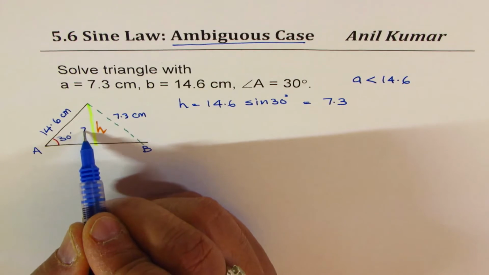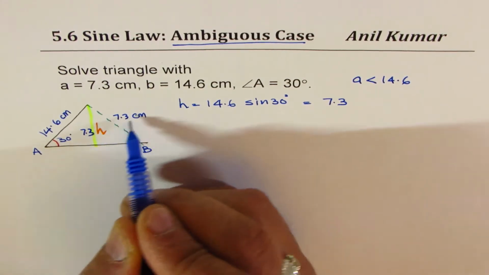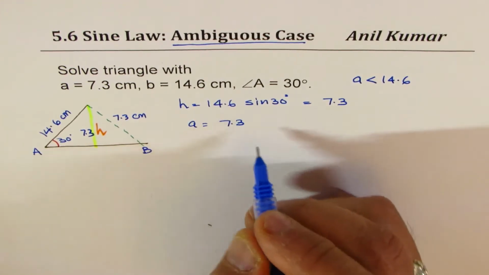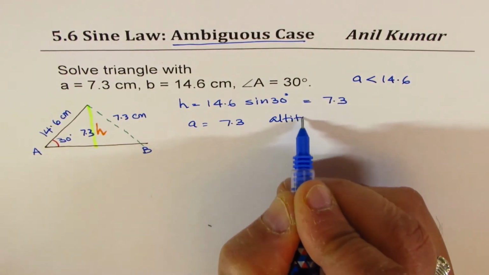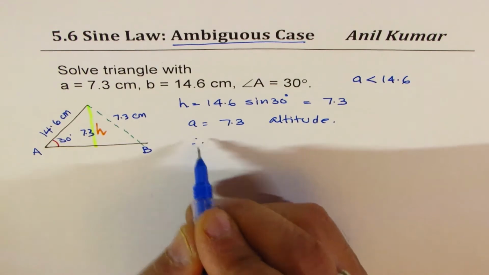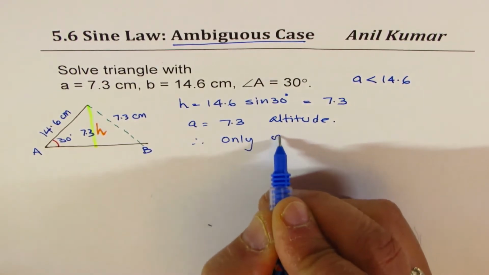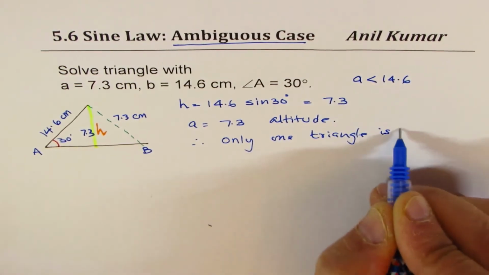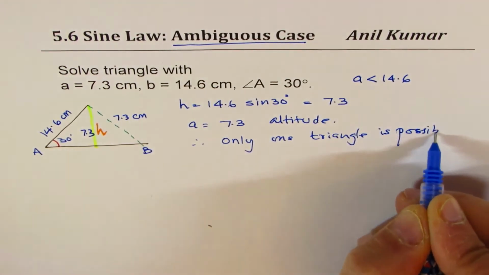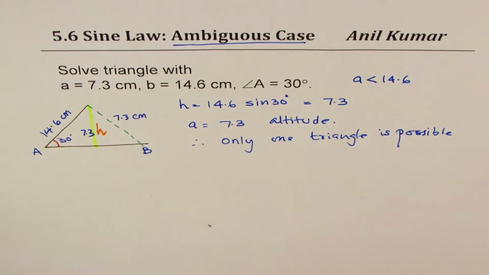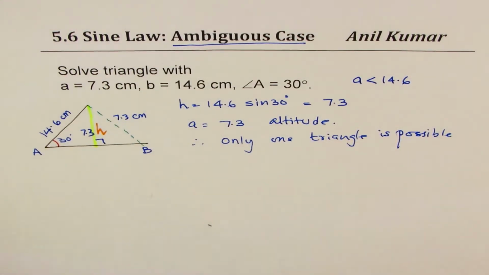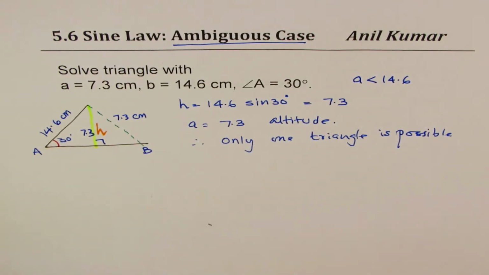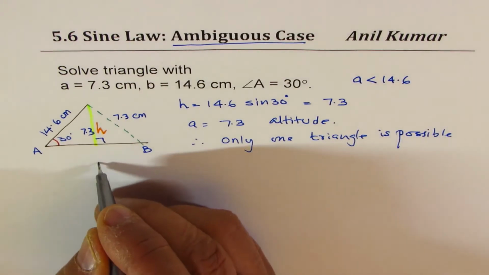Now this is 7.3 for us. Now clearly these two are equal. So we say that a is equal to 7.3, which is the altitude, right? And therefore only one triangle is possible. Is it okay? So that is a special case when only one triangle is possible, and that is a right angle triangle. And now we are sure that actually speaking, the solution for us is this.